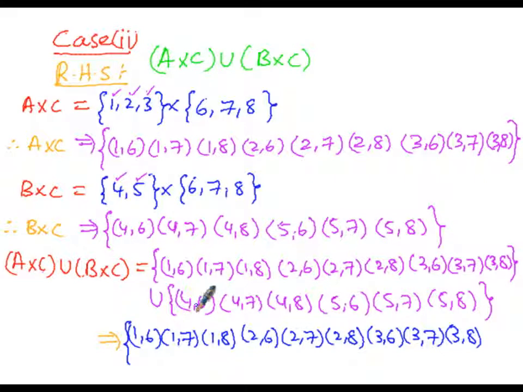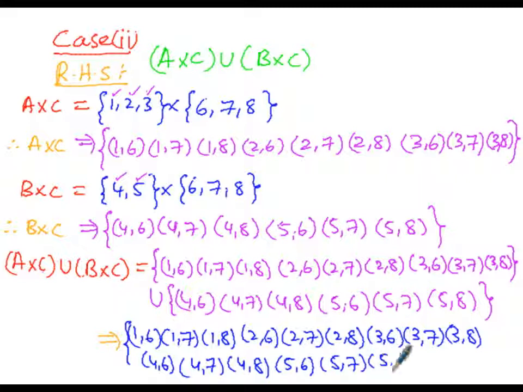Here 4 comma 6 is not occurring, so we can include it. 4 comma 7 and 4 comma 8 are also not occurring, so we can include them. Similarly 5 comma 6, 5 comma 7, 5 comma 8 are also not occurring, so we can include them too. This gives us the solution set of A cross C union B cross C.